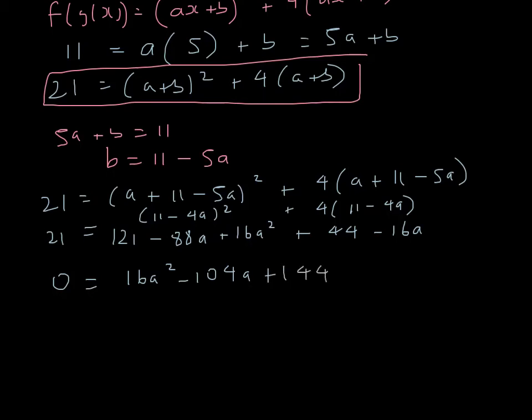Okay, and before I try to factorise that, I can see that I've got some sort of common factor there that I can divide through by. So let's try that. Fortunately, I can divide through everything by 16. So if I do that, 104 divided by 16 is 6.5, and 144 divided through by 16 equals 9.